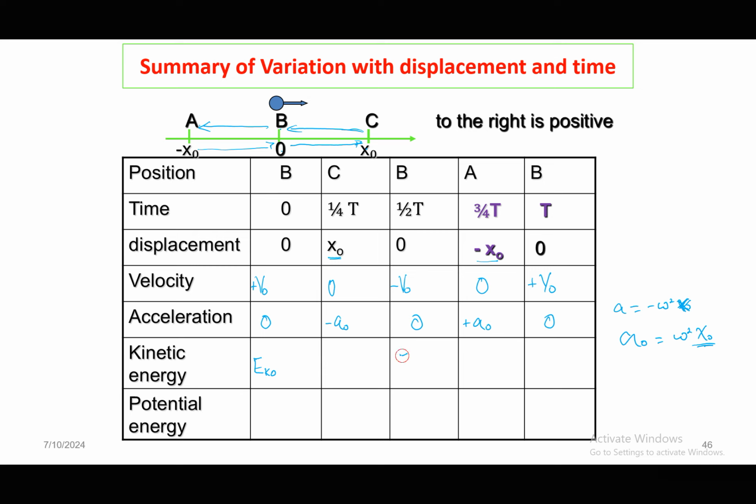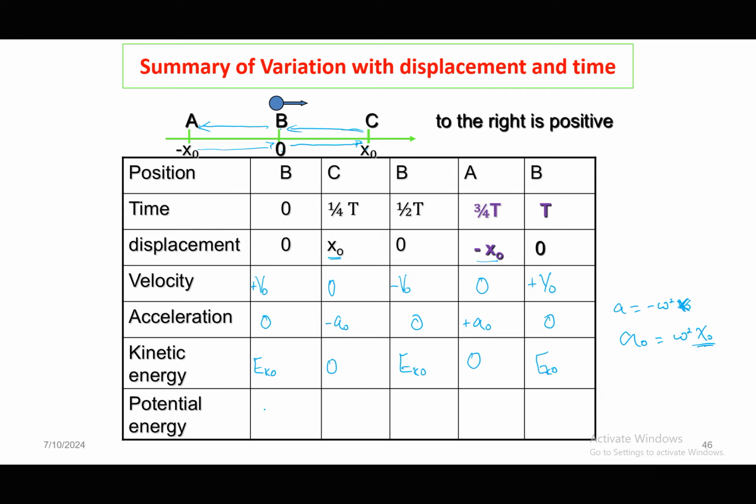Whenever the displacement is 0, the kinetic energy is going to be maximum, E_K0 maximum. And then whenever the displacement is maximum, the kinetic energy goes to 0. So this is going to be 0 whenever the displacement is maximum.